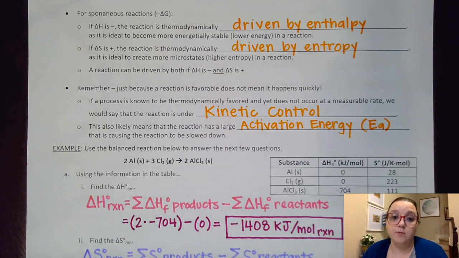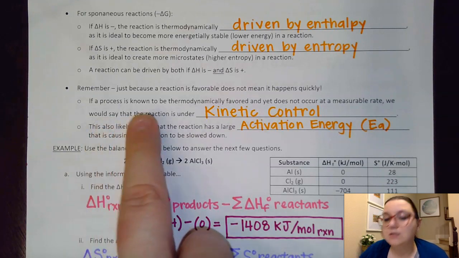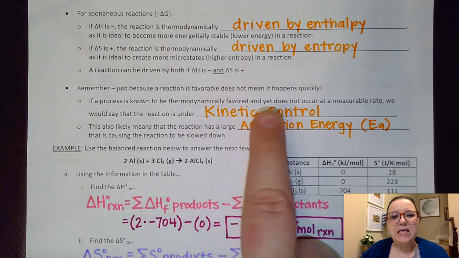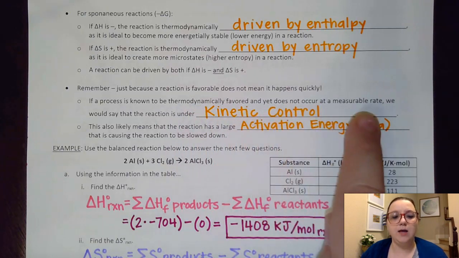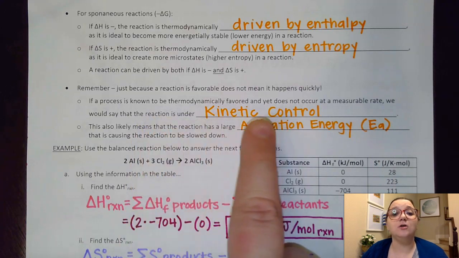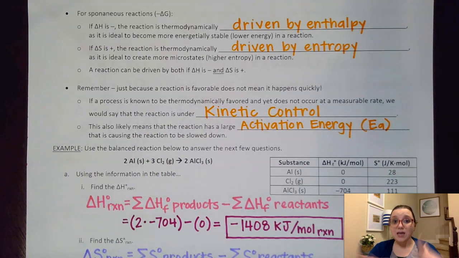us toward thermodynamic favorability. Now, I want to re-emphasize the fact that just because a reaction is favorable, just because it's spontaneous, does not necessarily mean it happens quickly. It can still be very, very slow, even though it is spontaneous. Now, it says here, if a process is known to be thermodynamically favored, yet does not occur at a measurable rate, we would say that that reaction is under kinetic control, that the kinetics of the process are preventing us from seeing a measurable reaction taking place.